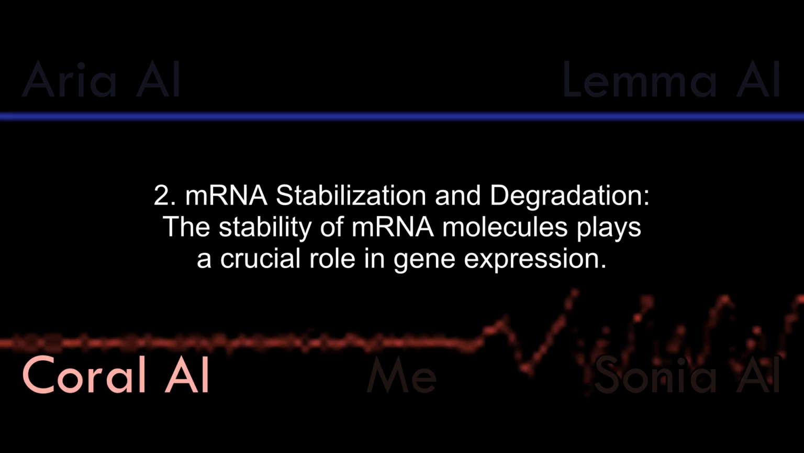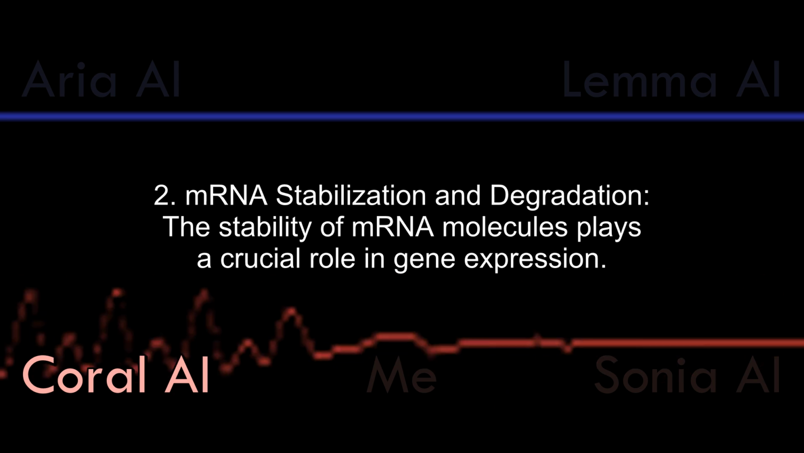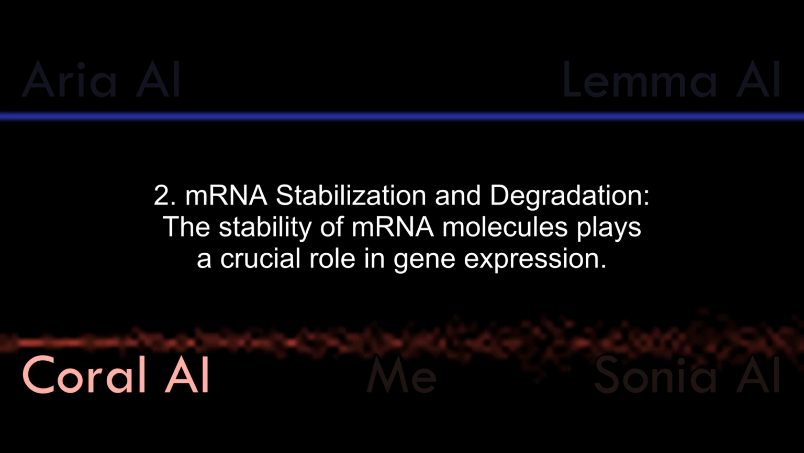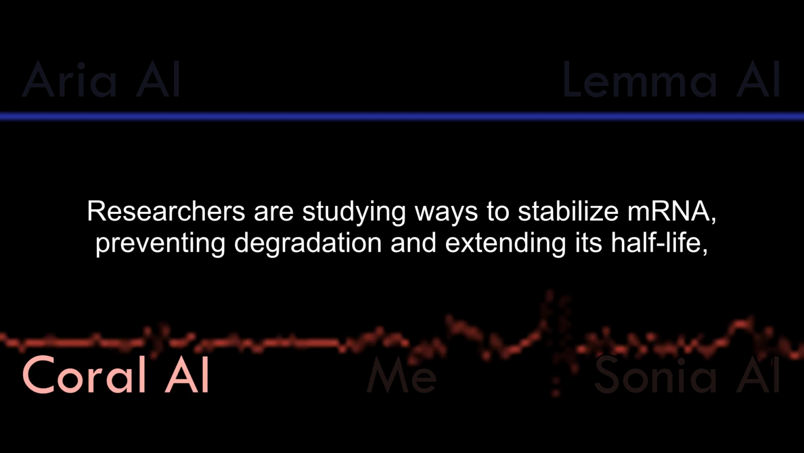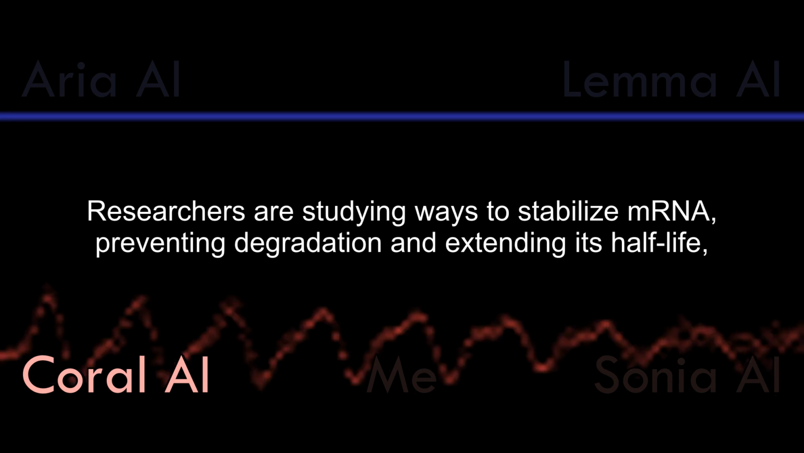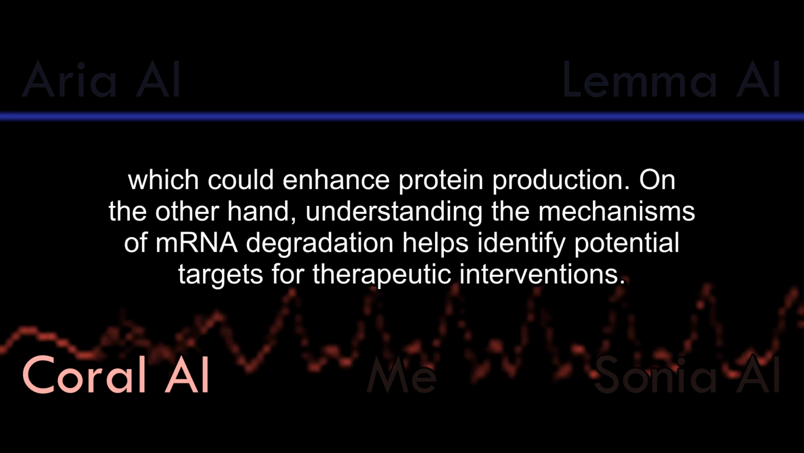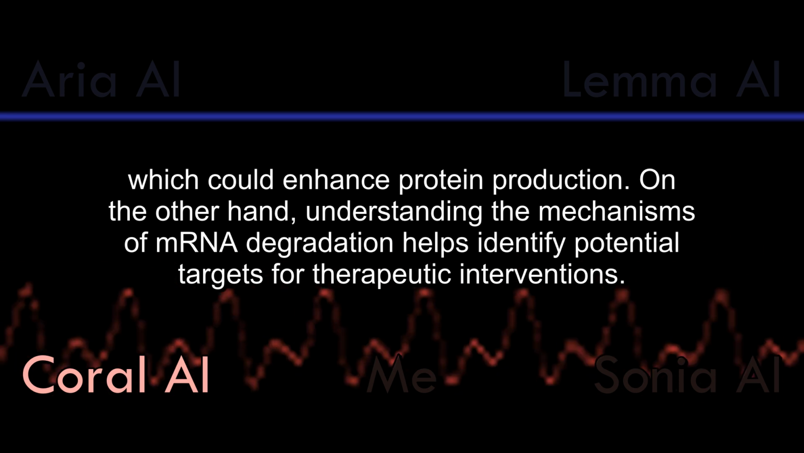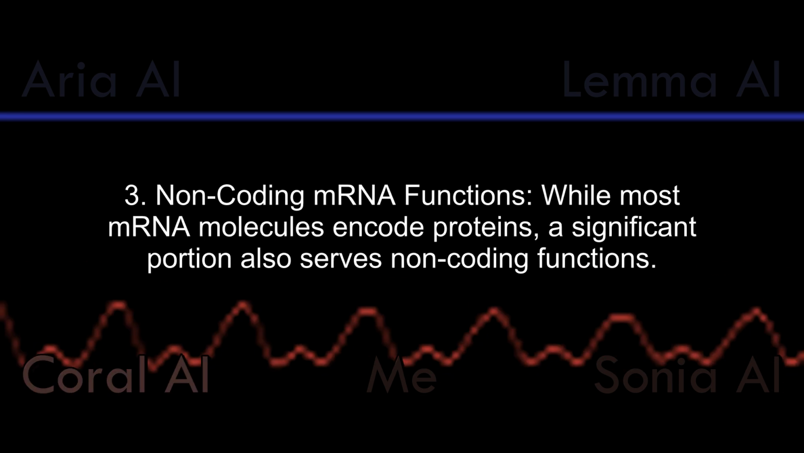2. mRNA stabilization and degradation. The stability of mRNA molecules plays a crucial role in gene expression. Researchers are studying ways to stabilize mRNA, preventing degradation and extending its half-life, which could enhance protein production. On the other hand, understanding the mechanisms of mRNA degradation helps identify potential targets for therapeutic interventions.